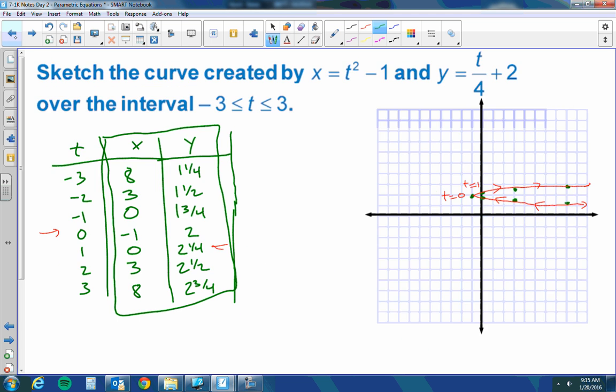Oh, wait, one more thing. Notice I did it again. Right here, the restriction was -3 to 3. That means I should not have gone past. I'm just making one mistake after another. I'm just saying, get rid of the arrows. It starts and stops at those points. The table encompasses the whole thing.